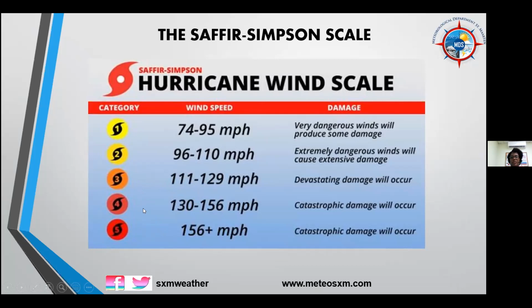Now, a lot of people will ask, if it only stops at category 5, the scale goes up to 5. After Irma, we heard people saying Irma was a category 9 or category 10 or whatever. Anything beyond 156 miles per hour is still considered category 5, unless somebody, I don't think it's Saffir-Simpson, maybe a new scientist, will develop another scale. But for now, the scale stops at 5.